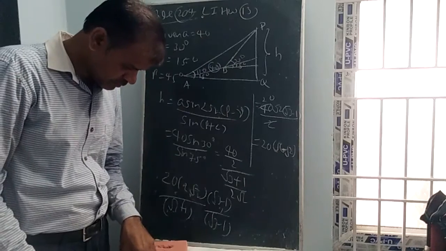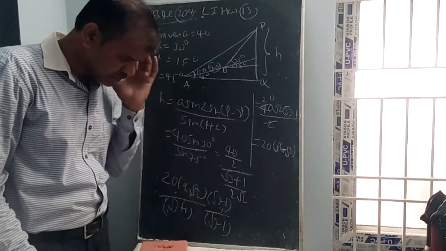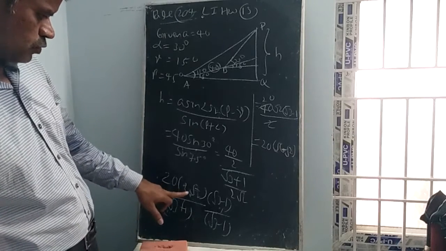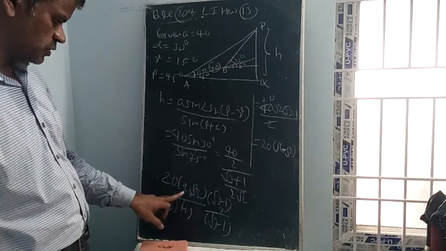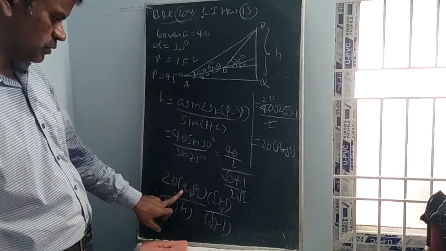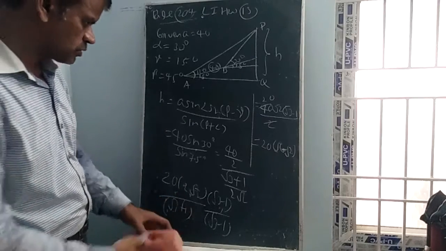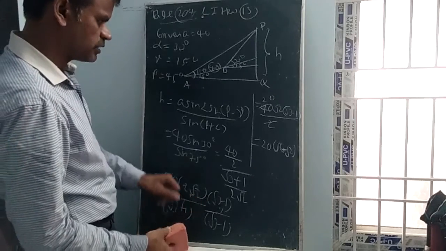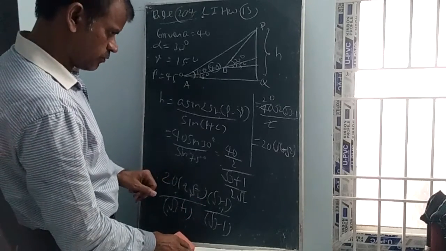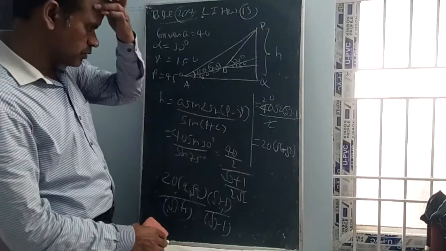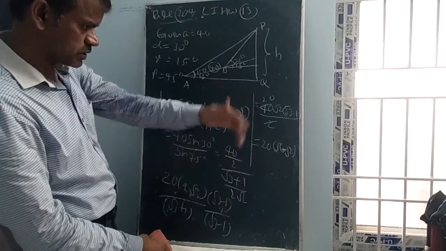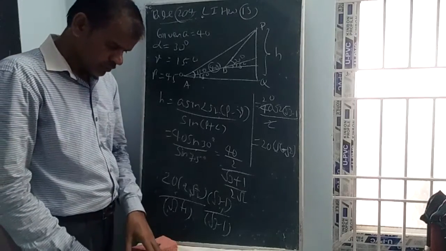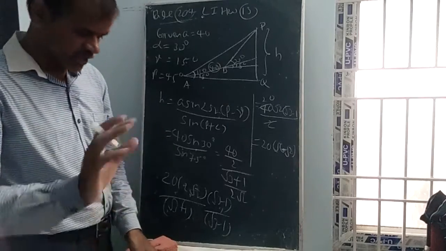13th question. The second option he has given is 10 into root 6 plus root 2. We got 20 times root 3 plus 1 by 2 root 2, 20 into 2 root 2, root 3 minus 1 by, let us write 40 root 2 into root 3 minus 1 by 2. So 20 into root 6 minus root 2. Okay, check whether there is any mistake in your calculation.